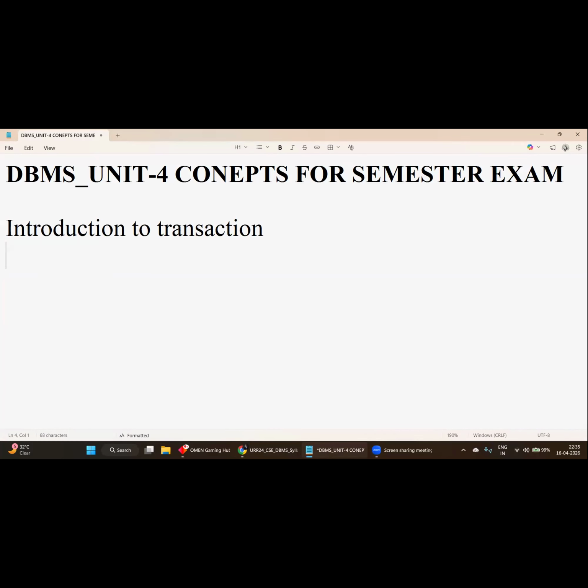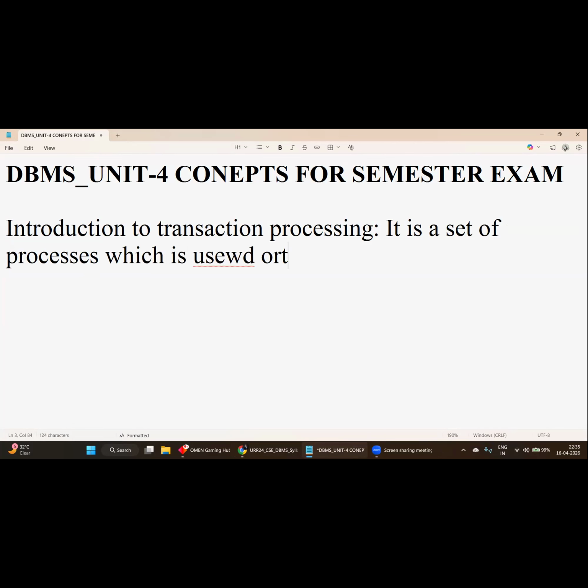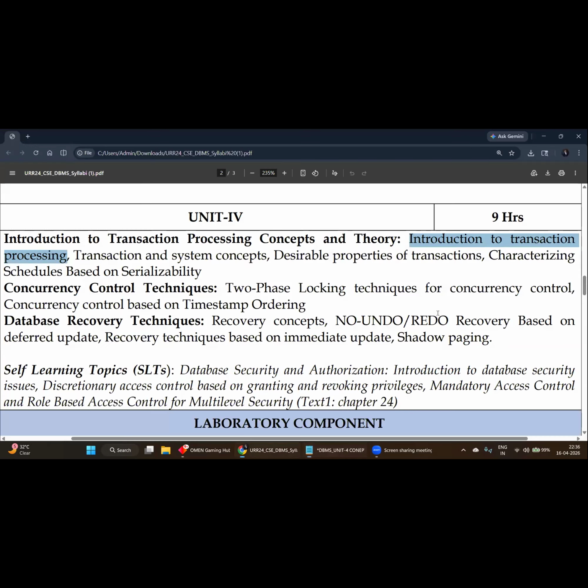Okay, what is transaction processing? Transaction processing means it is a set of processes which is used to complete a task logically. Okay, this is called transaction processing, and in this there is a definition, and in this transaction concepts we will see now.